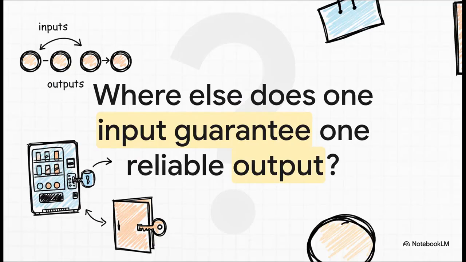So think about that for a second. This rule creates predictability in math, right? But where else in your world do you see this? Where does a single input guarantee a single, reliable output? Hitting the play button on your remote, scanning a barcode at the store, turning a key in a lock. This idea, this functional relationship, it is literally everywhere.